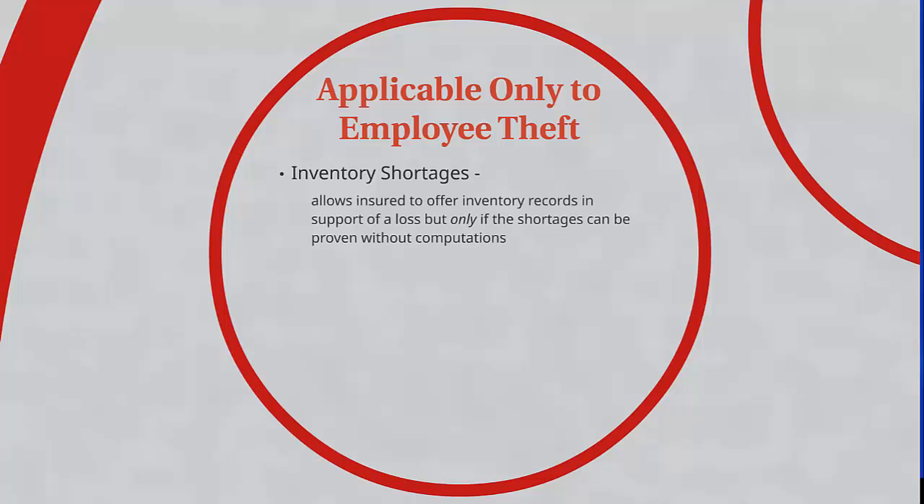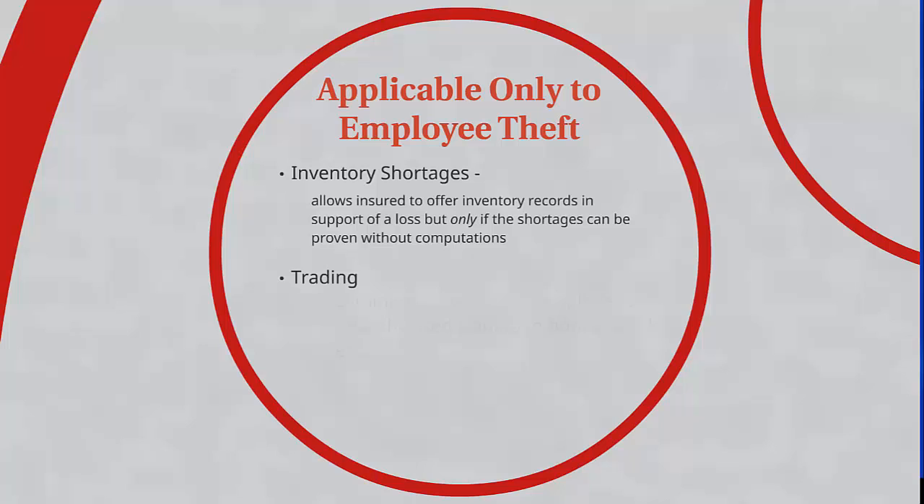This exclusion allows the insured to offer inventory records in support of a loss, but only if the shortages can be proven without computations. In other words, the insured has to be able to prove, either by someone having observed the theft or other kinds of evidence of the theft, that the inventory shortage was as a result of employee theft. The inventory records would be available only to show the amount of loss.